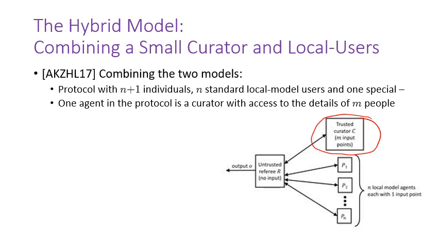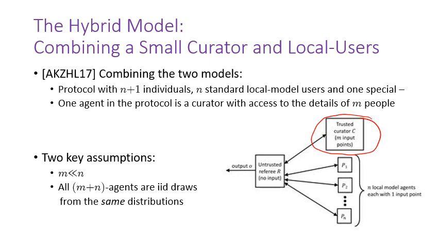Now, we're going to make two key assumptions about this model that we're studying in this work. One is that the curator is small. It's not small in the sense of being a small person. It is small in the sense that it knows very few individuals in comparison to the rest of the people participating in the protocol. Namely, if the curator knows m people, then m is much smaller than n. Another assumption is that all m plus n individuals are drawn from the very same distribution. Namely, those who go to our hospital and those who participate in the trust-free model computation are all taken from the same distribution.